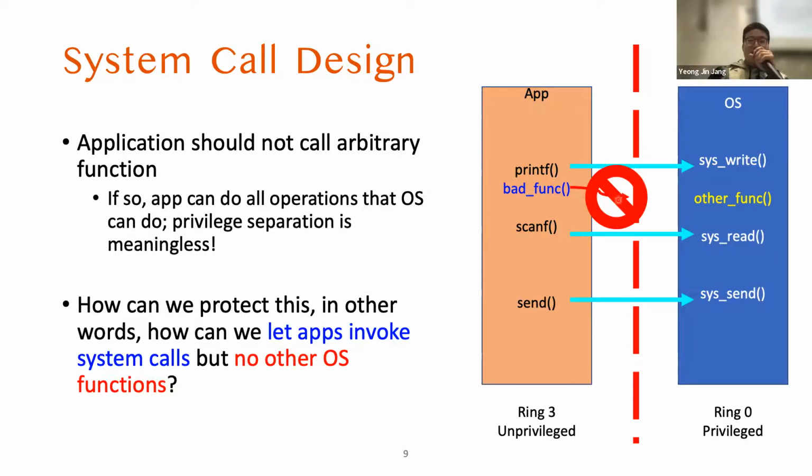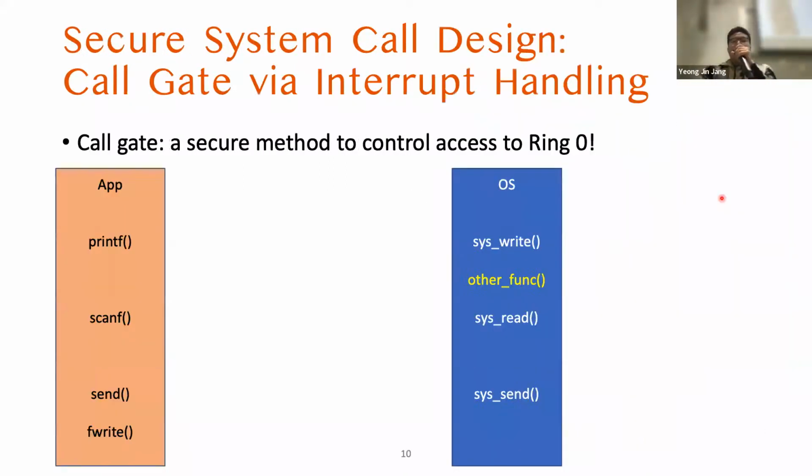The thing is, if the application can call arbitrary functions, that's actually the same as the application becoming an operating system. So we should block that. And we implement a so-called call gate using the interrupt and trap mechanism in JOS. And we use a similar design in modern operating systems. Let's take a look at how we implement the call gate.